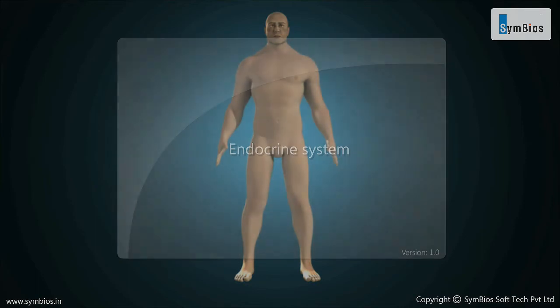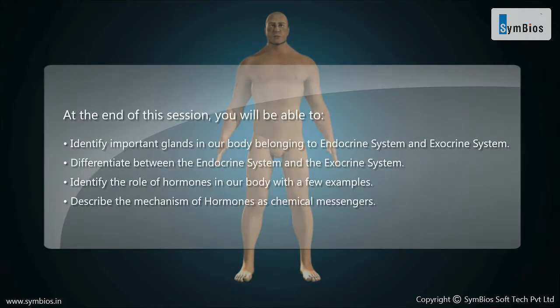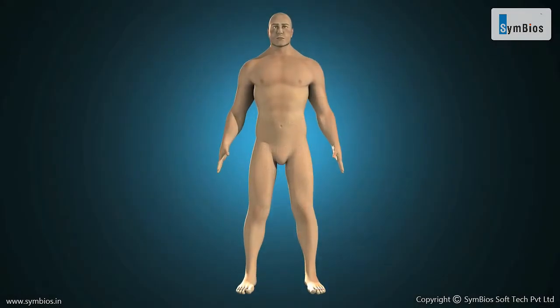Endocrine system. At the end of the session, you will be able to identify important glands in our body belonging to endocrine system and exocrine system. Differentiate between the endocrine system and the exocrine systems. Identify the role of hormones in our body with a few examples. Describe the mechanism of hormones as chemical messengers.